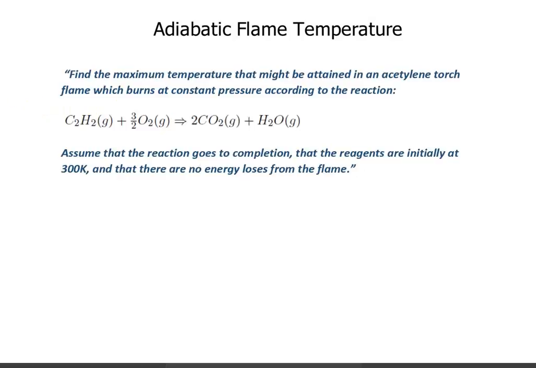It says, find the maximum temperature that might be attained in an acetylene torch flame which burns at constant pressure according to this written reaction, which we have as acetylene, 3 halves oxygen, CO2, and water. It went on to say, assume that the reaction goes to completion, that the reagents are initially at 300 K, and that there's no energy loss from the flame.